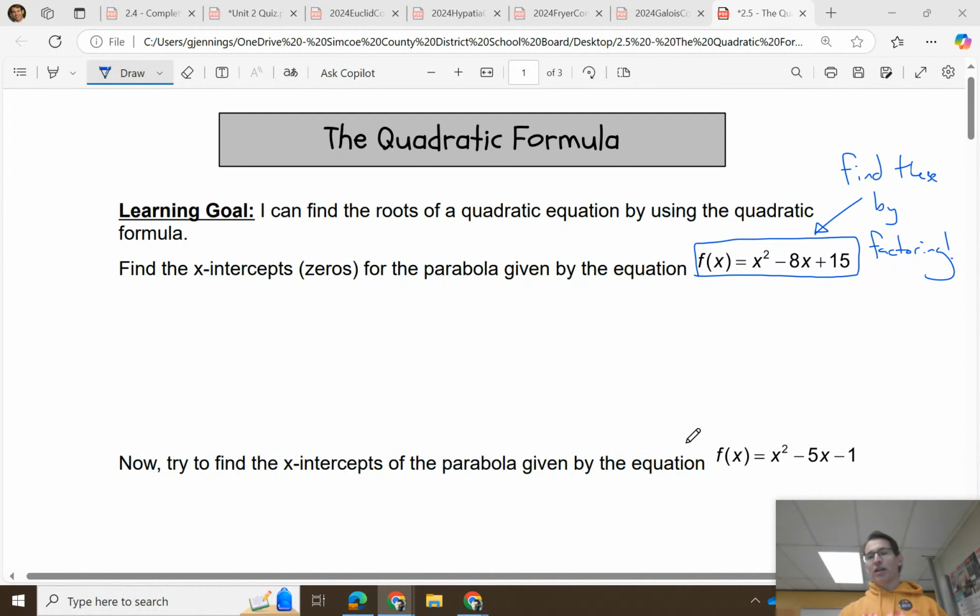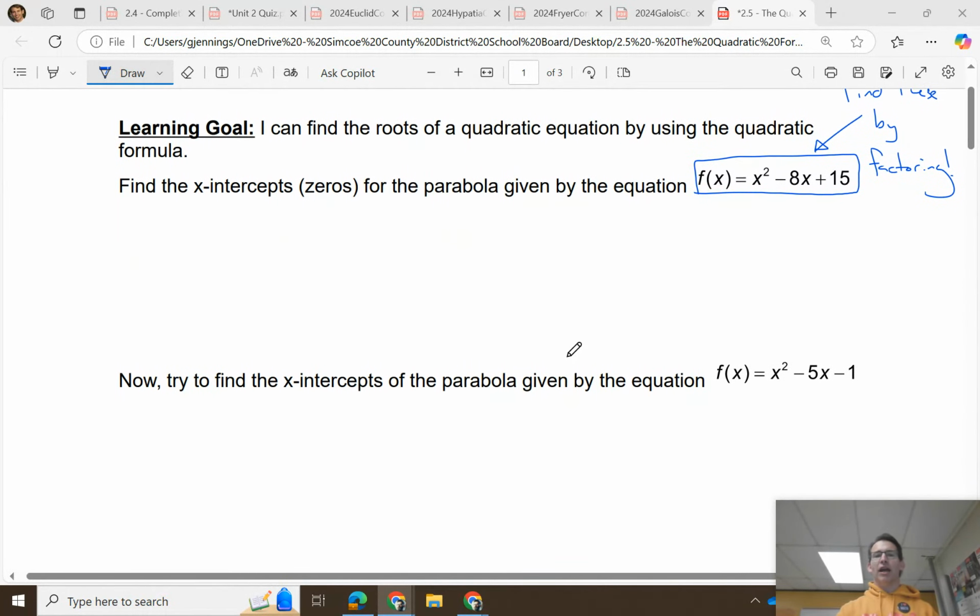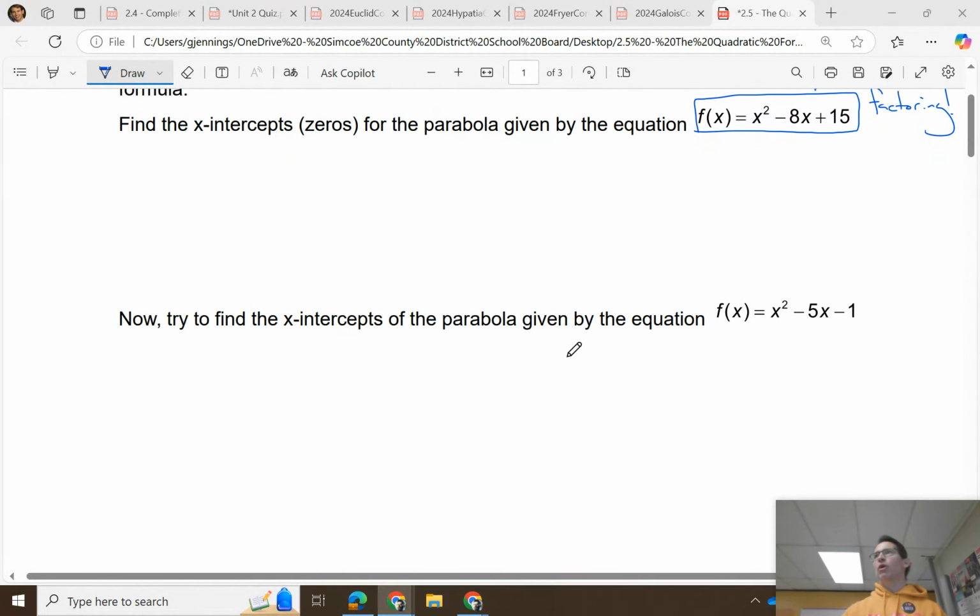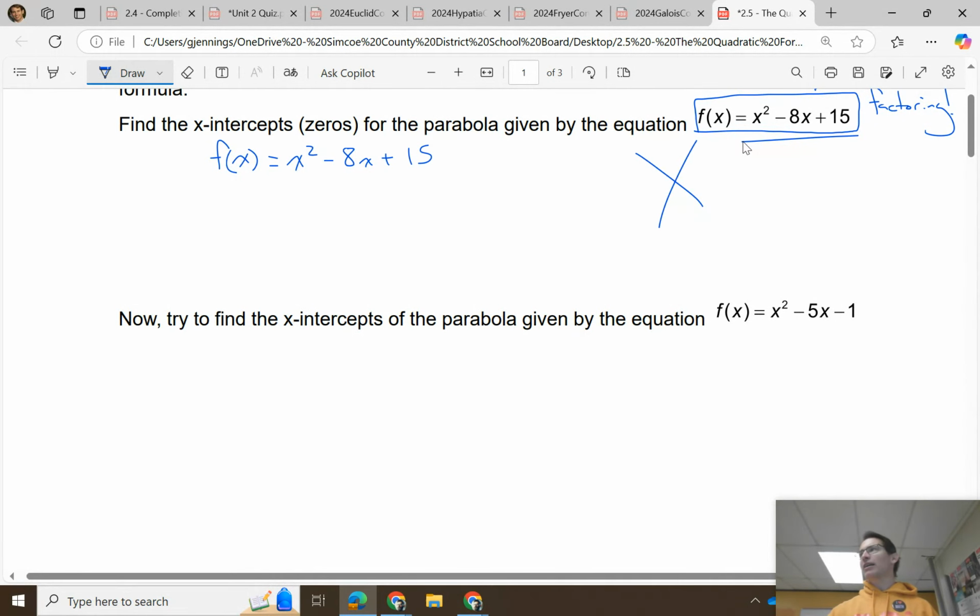It is Mr. Jennings, your humble math servant, and we are looking at finding the roots of quadratic functions. This is a quadratic function, and we can solve it by factoring. If f of x is equal to x squared minus 8x plus 15, I seem to remember we can win an x game here. What are my magic numbers?